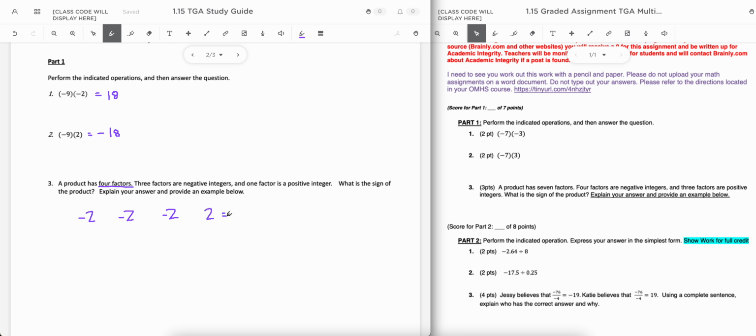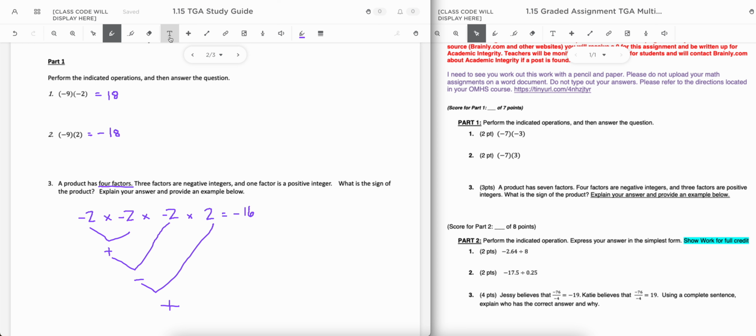So all you have to do here is multiply these and see what sign your answer will have. So we know a negative times a negative is a positive. A positive times a negative is a negative. And then a negative times a positive is a positive. Okay? So -2 times -2 would be +4. +4 times -2 would be -8. And -8 times +2 would be -16.